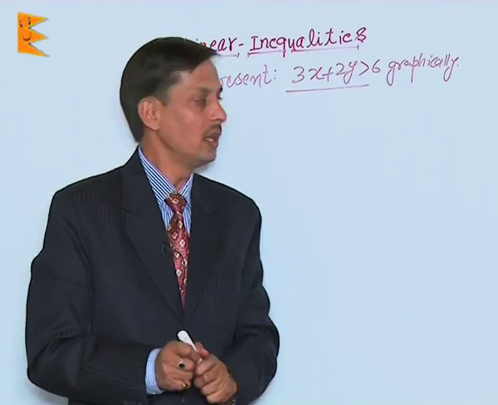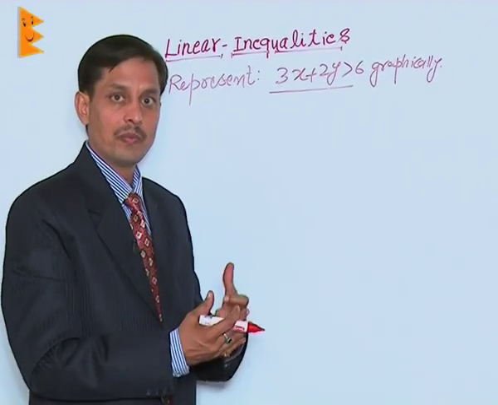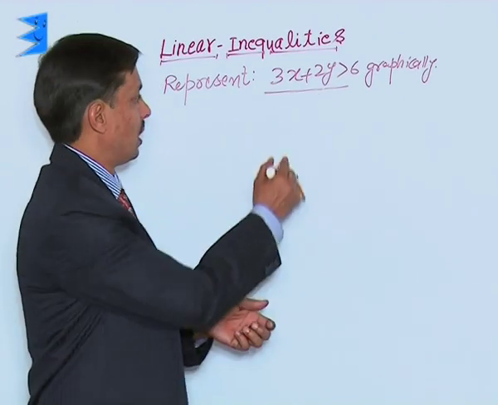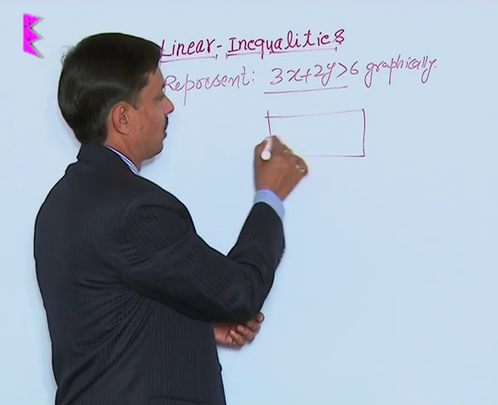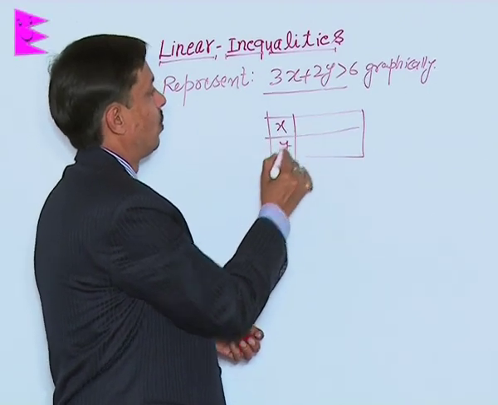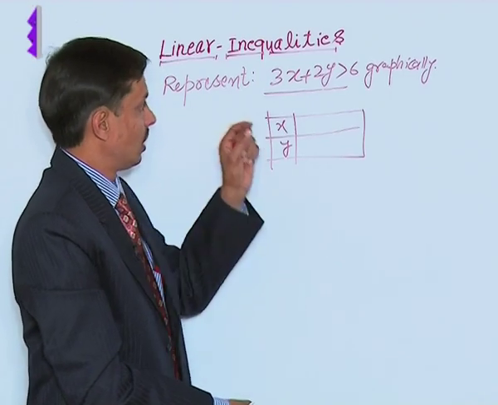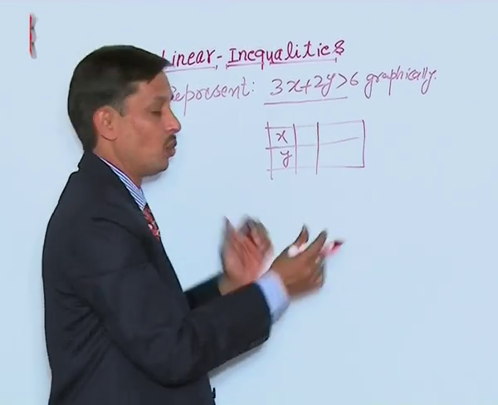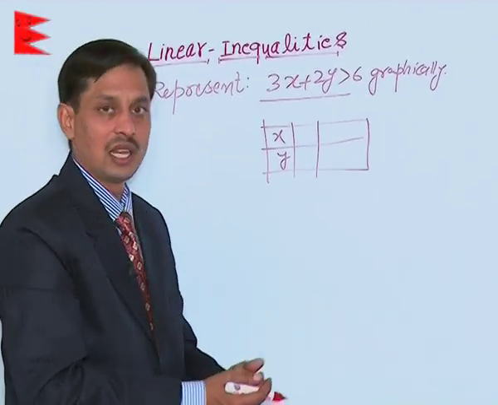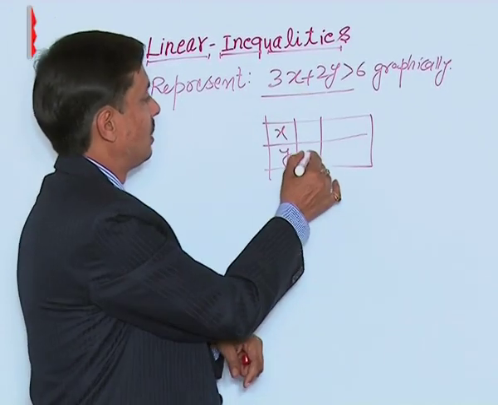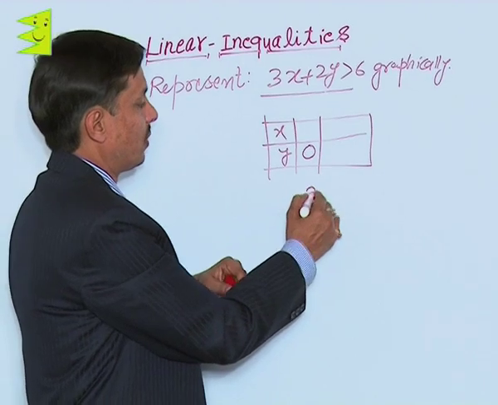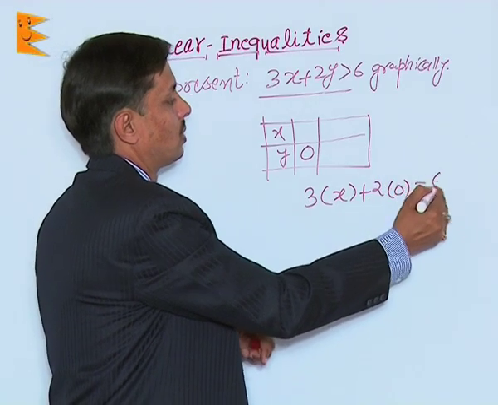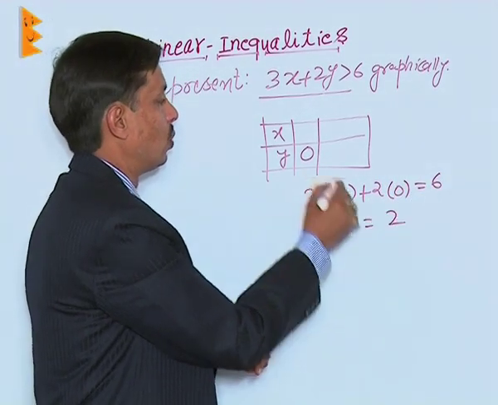To represent this graphically, first of all, I will assume that this is not an inequality. Suppose it is the equality. Then what will be the set of values on the x-axis and y-axis? In the case of equality, I am taking two sets of values of x and y. For verification, I may even take a third. If y is 0, this situation will be like this: 3x + 2 into 0 is equal to 6, or x is equal to 2.